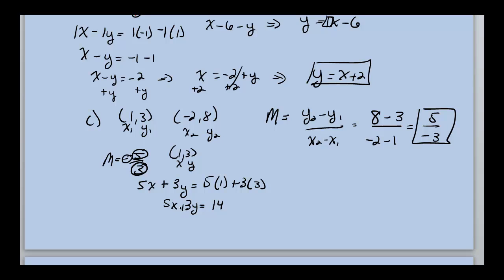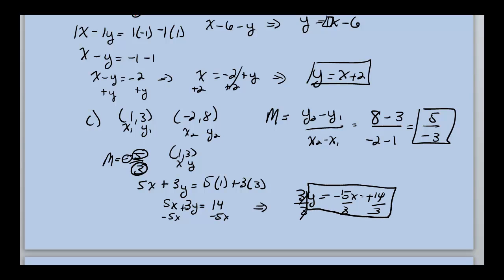But we have to solve this for y, so we're going to subtract 5x on both sides. So this will give me 3y is equal to negative 5x plus 14. Dividing both sides by 3, we get y is equal to negative 5/3 x plus 14/3. So again, this is just practicing how to write an equation of a line really fast. You're going to be doing a lot of this no matter which math course you're taking. It definitely is helpful to learn how to do this.